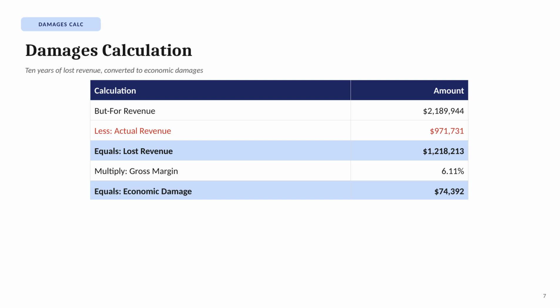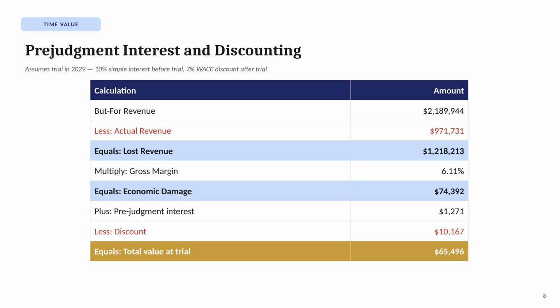$74,392. Because of the time value of money and risk, we need to add interest to historical amounts before trial and discount future amounts after trial. For years before trial, we add prejudgment interest at a statutory 10% rate per year. For years after trial, we discount future amounts by Bill's Beef's cost of capital of 7%.